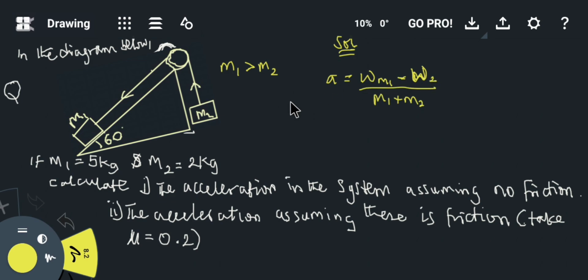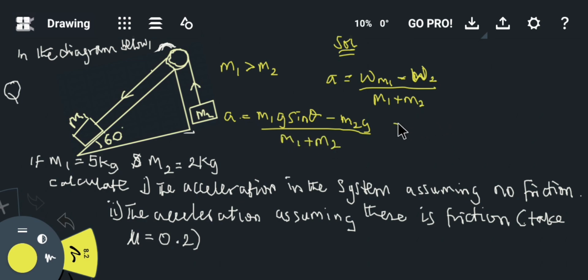If we put that together, since the first question says there's no friction, we are going to work with that. Assuming there is friction, we are going to include friction in this formula. To solve the first problem, acceleration will be, the formula as it was derived, the weight of m1, given as m1 g sine theta, minus the weight of m2, which is m2g, divided by the sum of their masses, m1 plus m2.